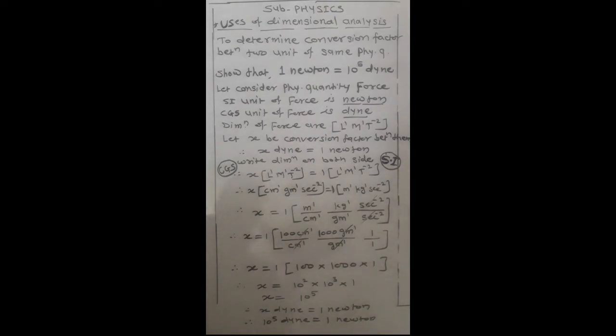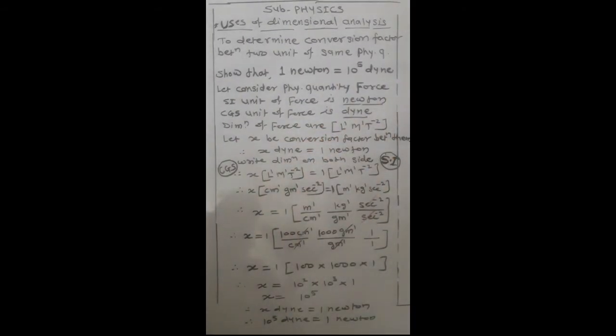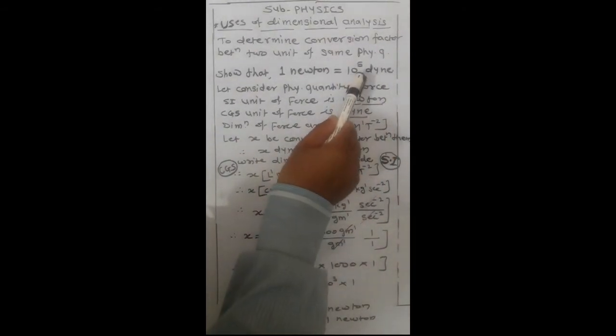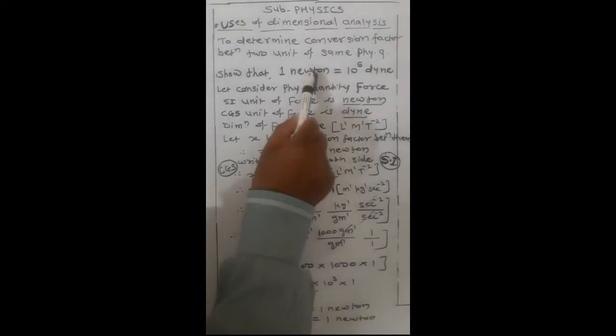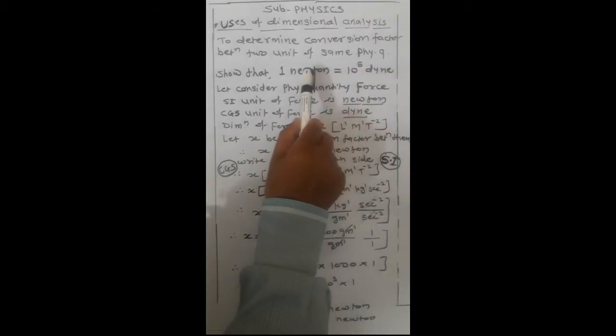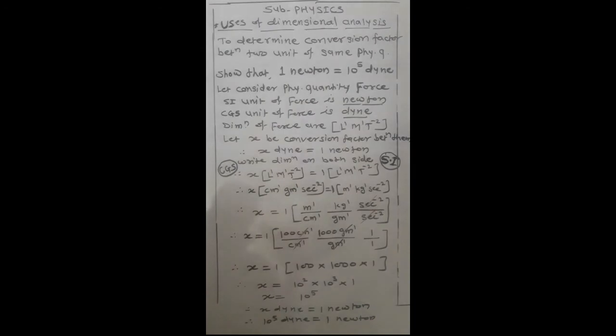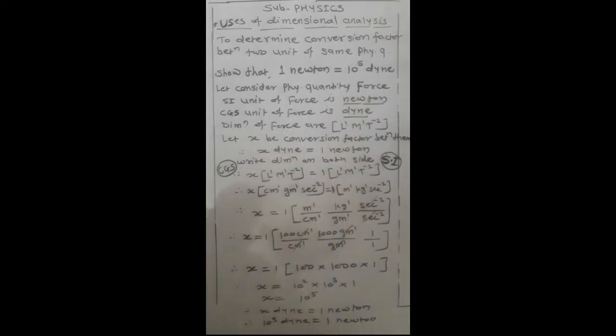So we have to see how the conversion factor between two units of the same physical quantity can be found out. In your exam, they will ask you to show that 1 Newton is equal to 10 raised to 5 dyne. That means this 10 raised to 5 is the conversion factor between these two units. To convert SI into CGS, multiply by the conversion factor 10 raised to 5. For that purpose, we have to consider the physical quantity, that means the force.